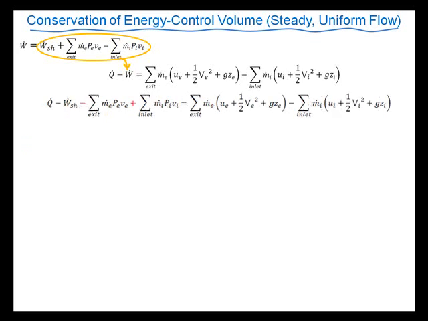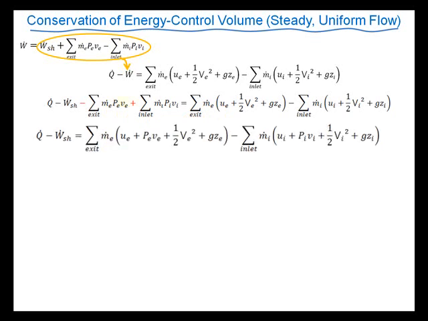Now you can see that I have summations on the left-hand side and the right-hand side of my equation. I'm going to take the summation of the mass flow rate at the exit times the pressure at each exit times the specific volume at each exit, and put those over on the right-hand side of the equation under this summation, obviously pulling the mass flow rate at each exit out of that term. I'm going to do the same thing for the inlet.